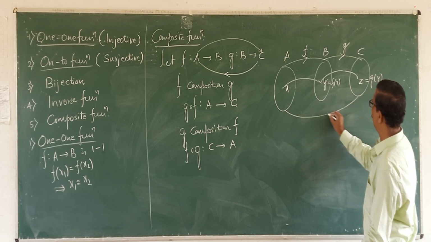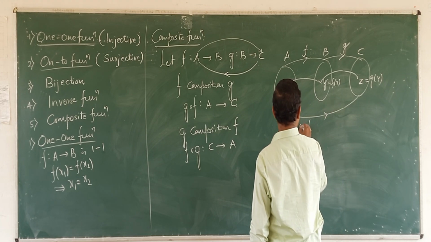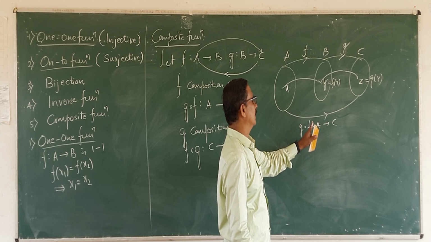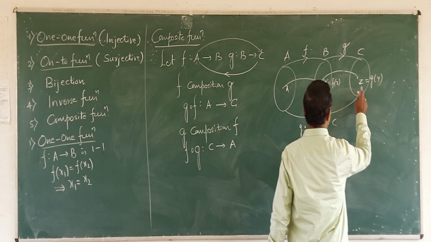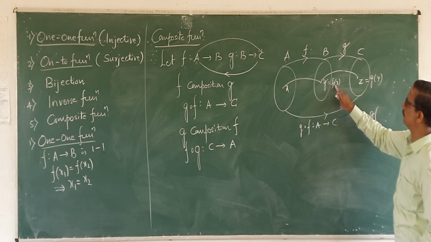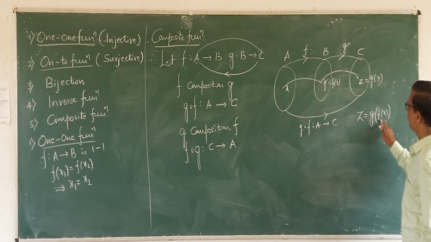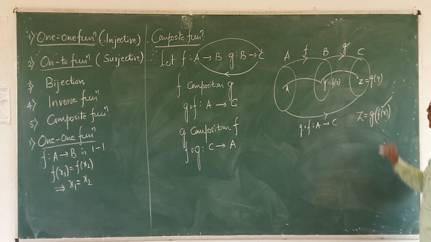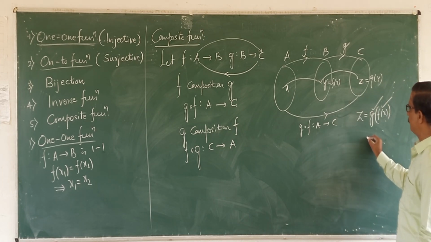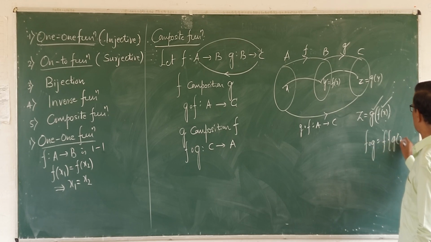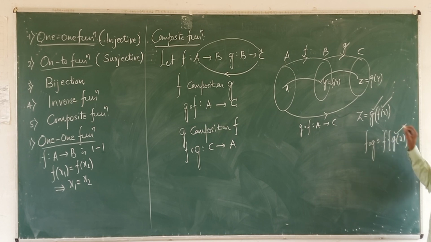Then the function from A to C is called F composition G. That is, Z is equal to G of y, where y is F of X. This is known as F composition G. First you have to operate by the function F, after that operate by G. Whereas G composition F means first you have to operate by the function G and then operate by the function F.